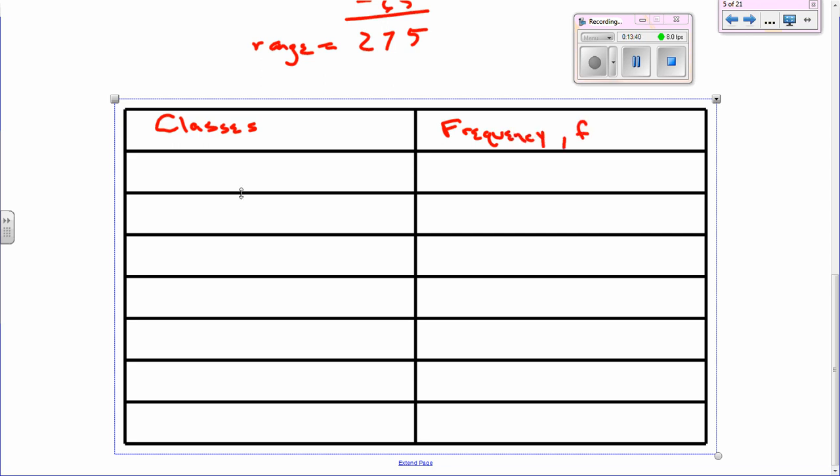which is F. Then my lowest class starts at 65, right? Then I go and find my next lower class limit by adding 40. So that would be 105. And add 40 to that, 145, 185, 225, 265, and then the last one would be 305.